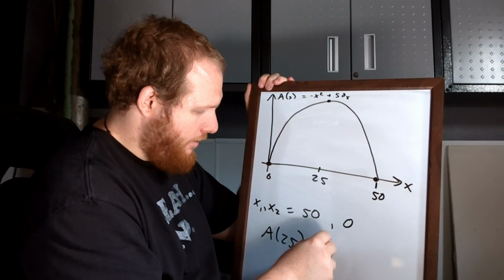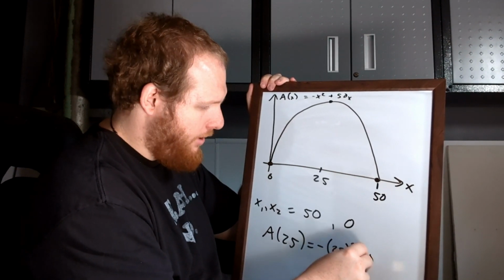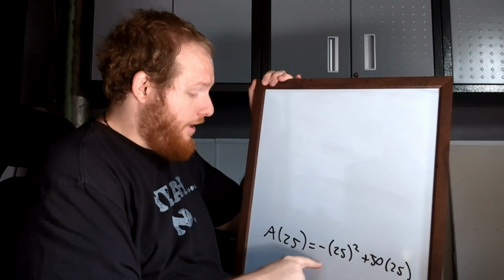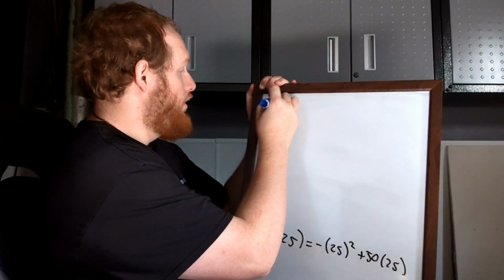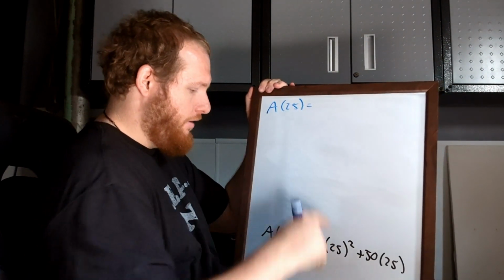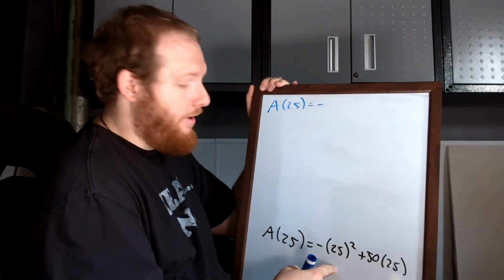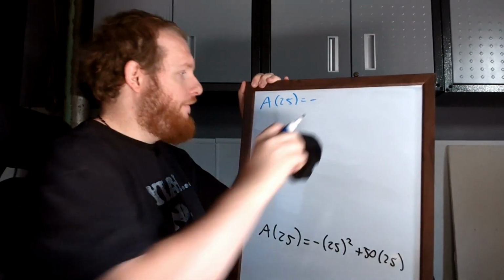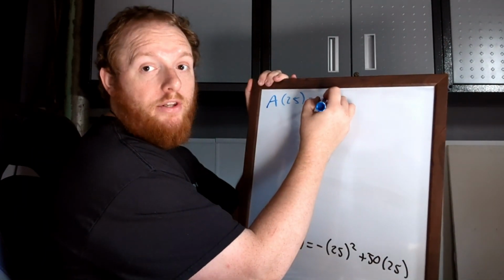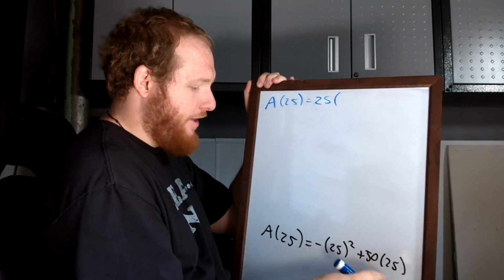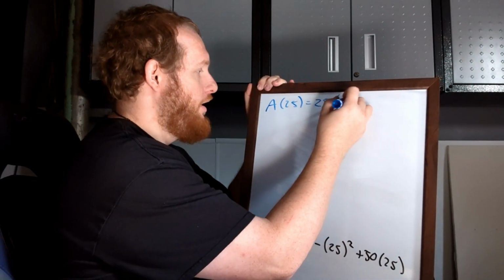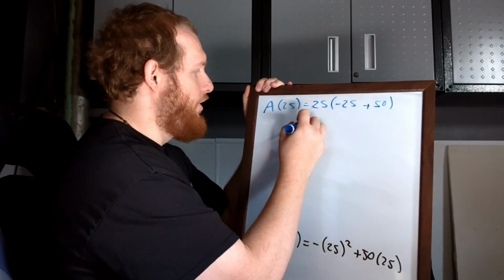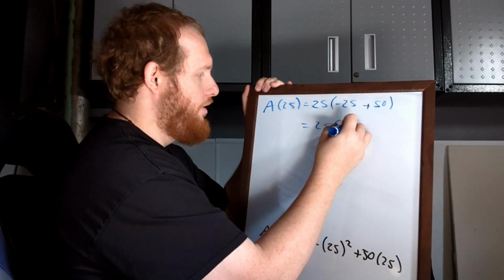So we have our negative 25 squared plus 50 times 25. Let's get to simplifying this expression. So A of 25 is going to be a negative 25 squared. That's a big number, but these have something in common. So let's go ahead and factor out that 25 first. That way I don't have to do big multiplications. So we'll factor out the common term, 25. We would be left just with a negative 25 plus 50. Well, that's much simpler to do because that's just 25.